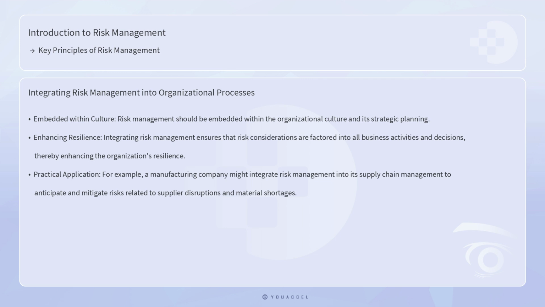Risk management should be integrated into the organization's overall management processes and decision-making. This principle emphasizes that risk management is not a standalone activity, but should be embedded within the organizational culture and its strategic planning. Integrating risk management ensures that risk considerations are factored into all business activities and decisions, thereby enhancing the organization's resilience and ability to achieve its objectives. For example, a manufacturing company might integrate risk management into its supply chain management to anticipate and mitigate risks related to supplier disruptions and material shortages.